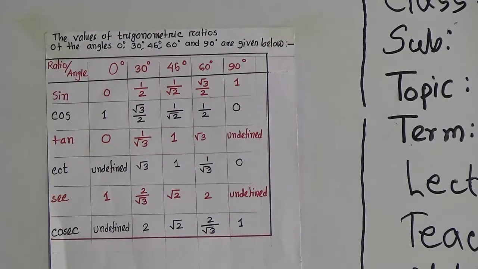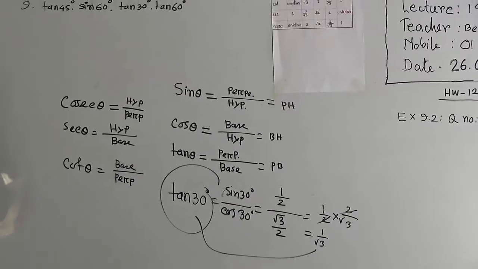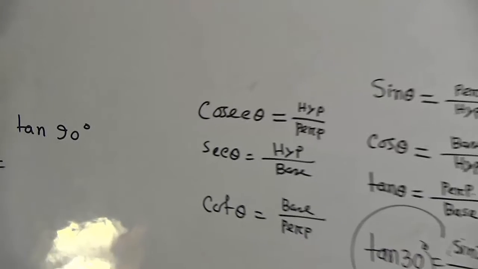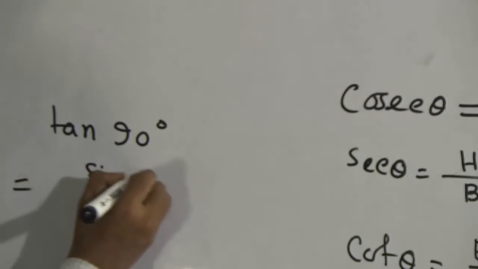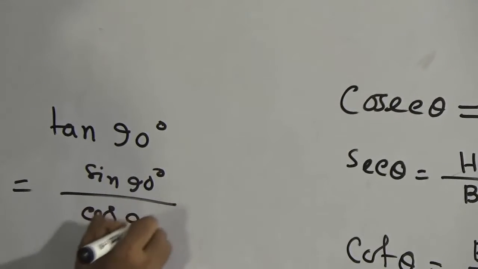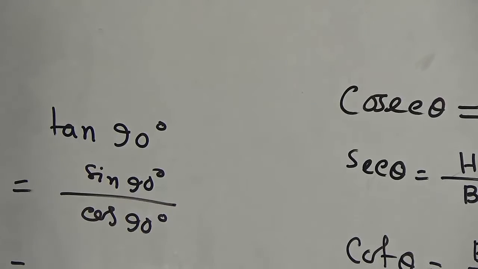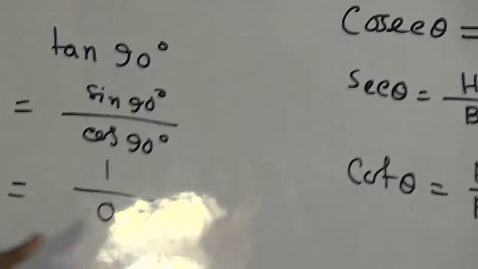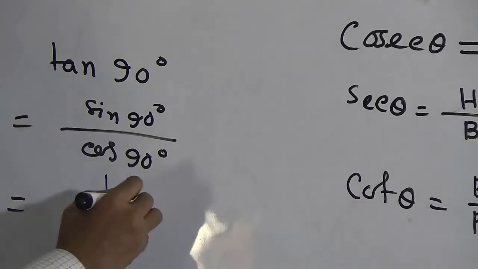Student, similarly you can determine another angle. Suppose tan 90 degree. Tan 90 degree equals sin 90 degree by cos 90 degree. We know sin 90 degree equals 1 and cos 90 degree equals 0. Look, 1 by 0. We cannot divide this, so this is called undefined.